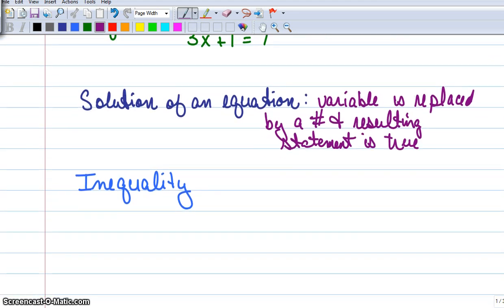Okay, now the next thing we have is inequality. Now an inequality is formed when the inequality symbol is placed between two expressions. So that's formed when the inequality symbol is placed between two expressions.